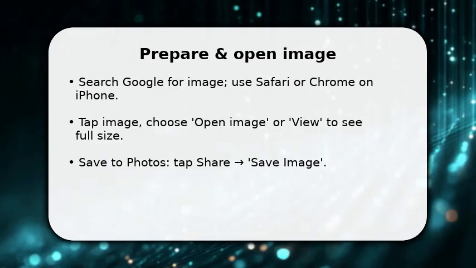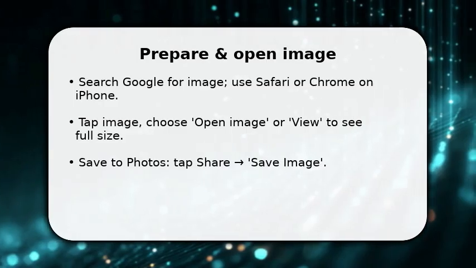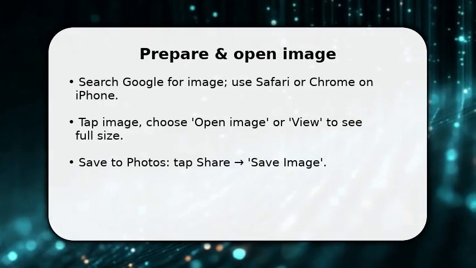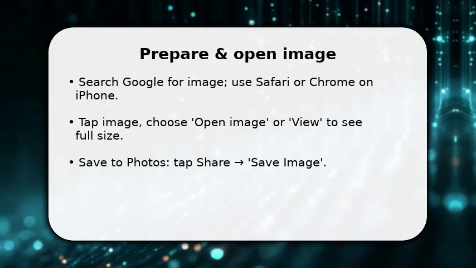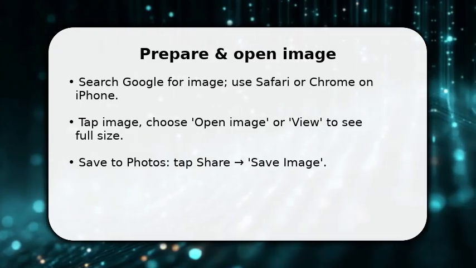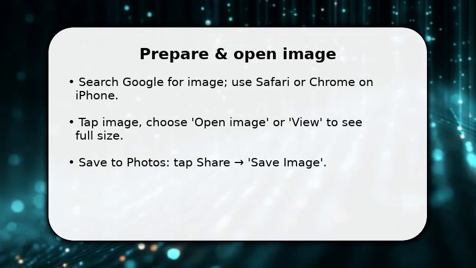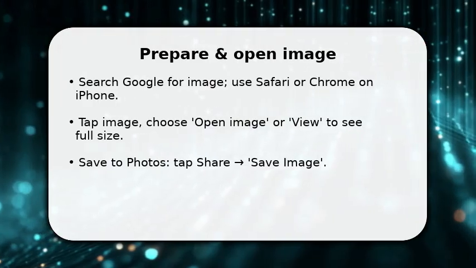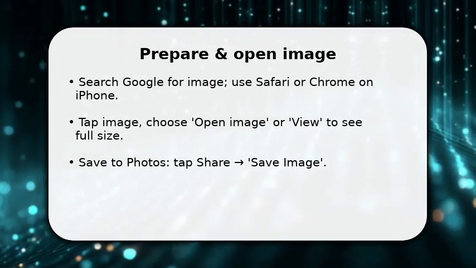You found the Google image you want. Start by opening it full screen in Safari or Chrome on your iPhone. Once the image is visible, tap and hold, or use the share button and save it to Photos. This ensures full resolution. Make sure the image looks correct in Photos before continuing.